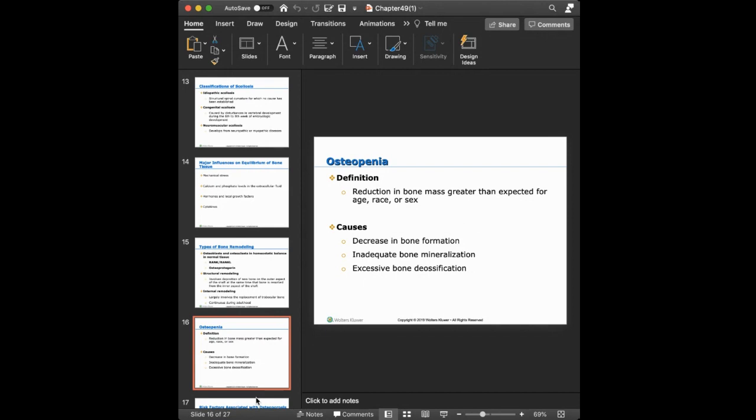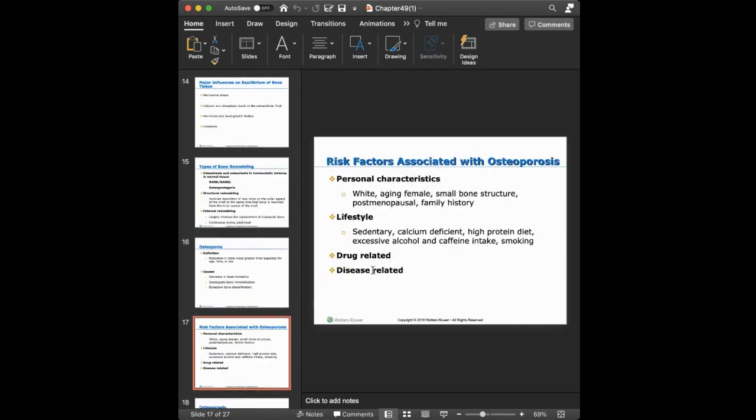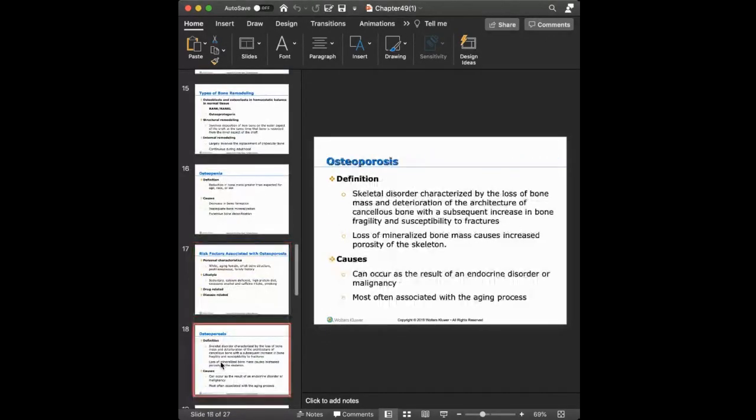Or we also have osteoporosis, which is loss of bone mass and deterioration of the architecture of the bone. And so then the bones become more fragile and susceptible to fracture. So osteopenia, bone loss, can lead to osteoporosis, which makes the bones more fragile. So you've had so much loss of bone tissue or bone mass that now the bones can fracture easily.